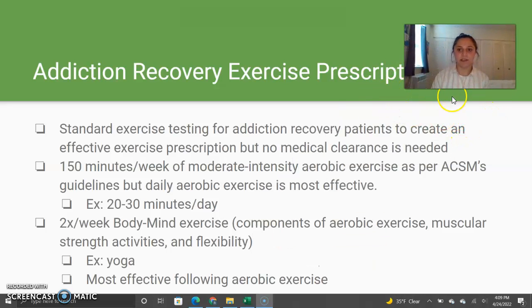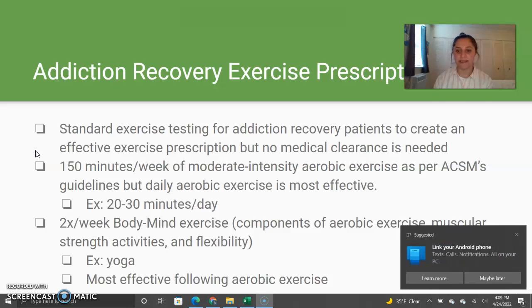So this is the exercise prescription created. This was based off of the research as well as ACSM's guidelines. So you want to just have standard exercise testing for addiction recovery patients to create an effective exercise prescription, but no medical clearance is needed.